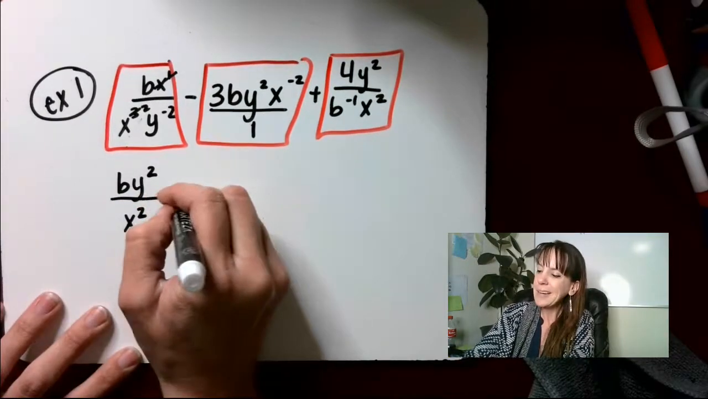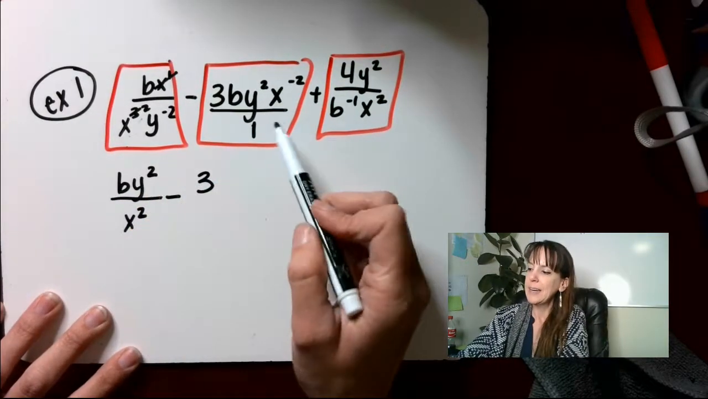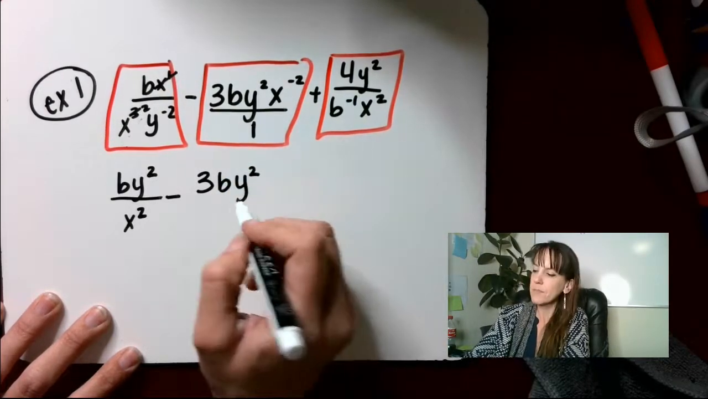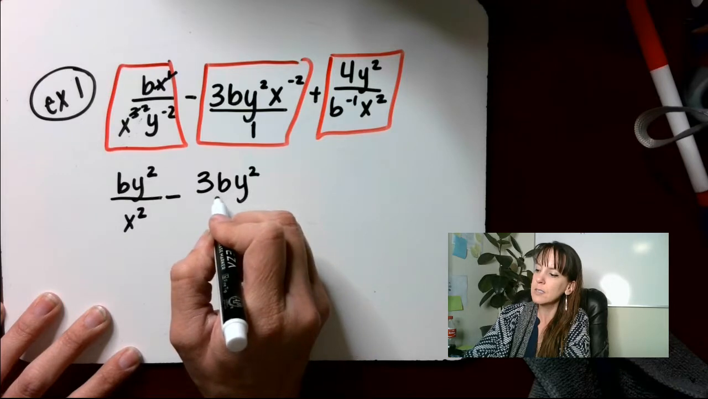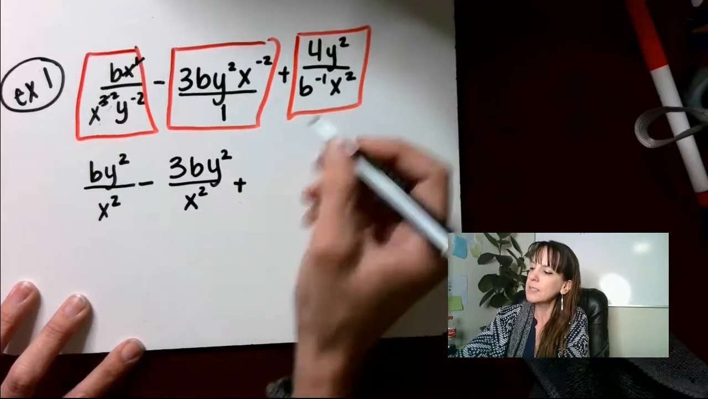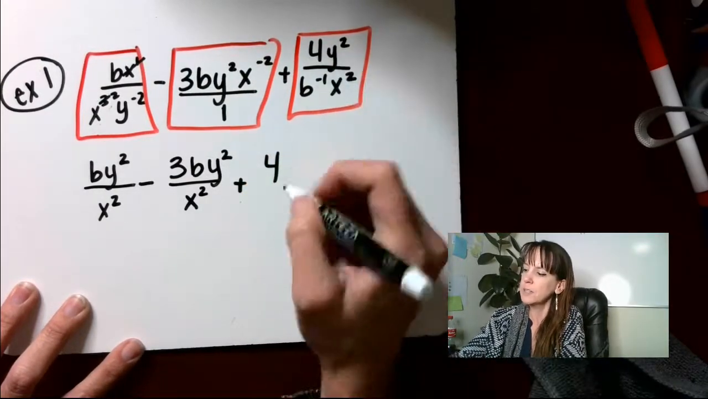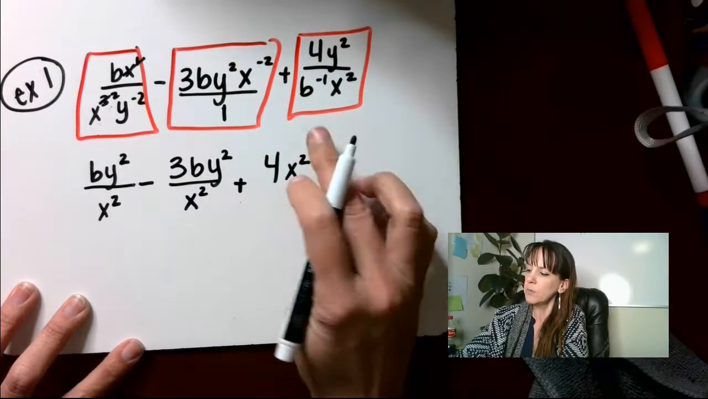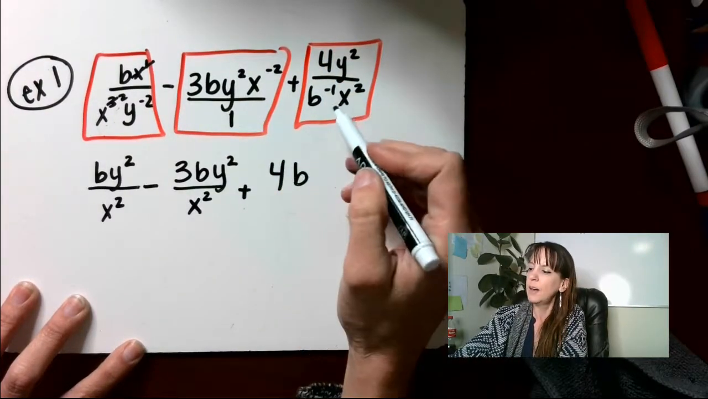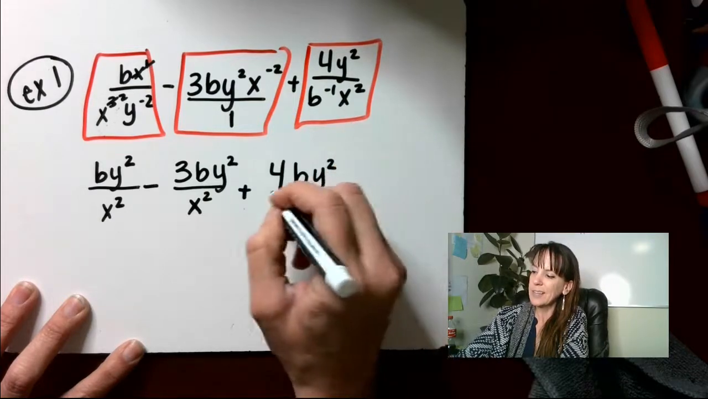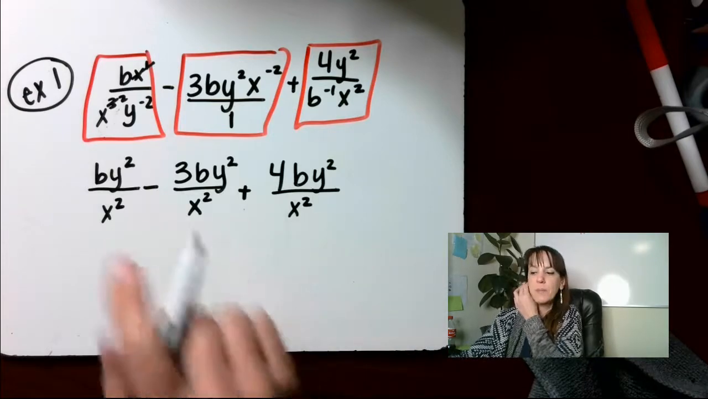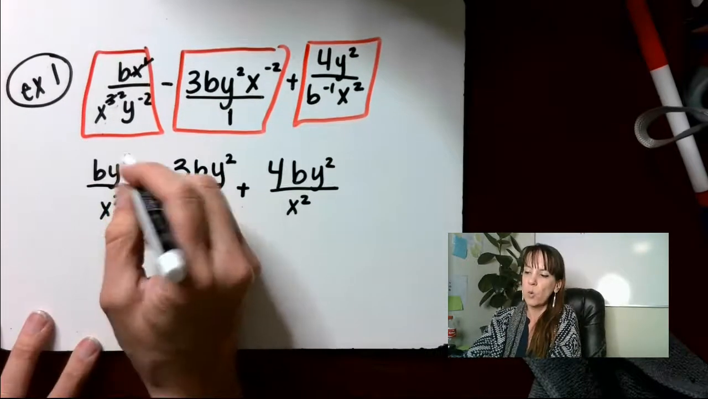Okay, minus 3, now by squared over x squared. You guys see that? Plus 4, and then b1 gets moved upstairs, so that's b, and then y squared stays there, and then x squared. Now we're starting to look like they're all similar, right? In front of this b though, in front of this whole chunk here is a 1.